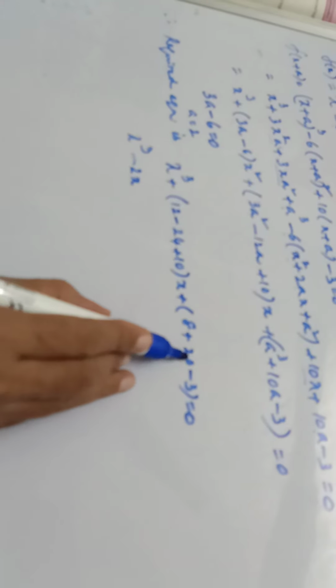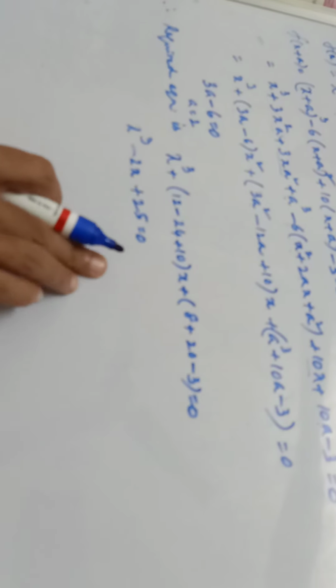So the final answer will be x cube, this is 22 minus 24, that is minus 2x, 28 minus 3 plus 25 is equal to 0. Now this equation has no x square term. This is how we solve this type of problems.